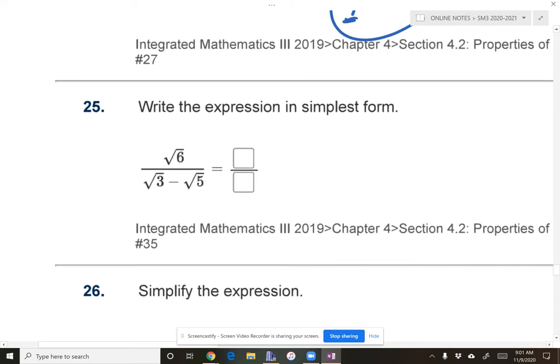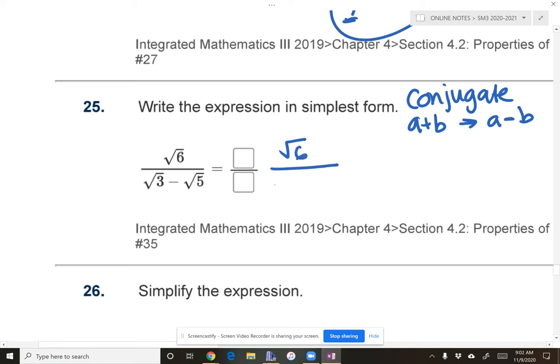Okay, 25. 25 is a lot like a problem that we did in the other video where we have adding on the bottom. So this time we have subtracting on the bottom, but the process is the same. We don't like roots on bottom, and we definitely don't like subtracting roots on bottom. So this is where we have to use the conjugate. Okay, and if you remember, the conjugate is just changing the sign in the middle. Okay, so we're going to multiply the top and the bottom by the conjugate of the bottom. So we're going to multiply by square root of 3 plus square root of 5.